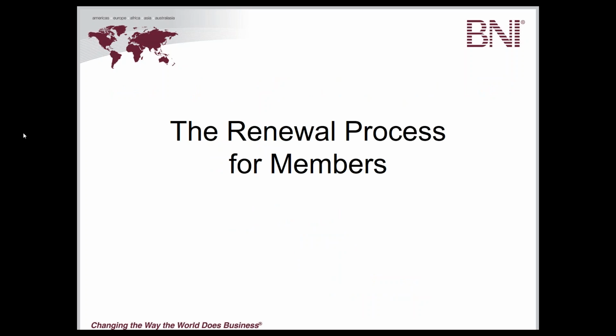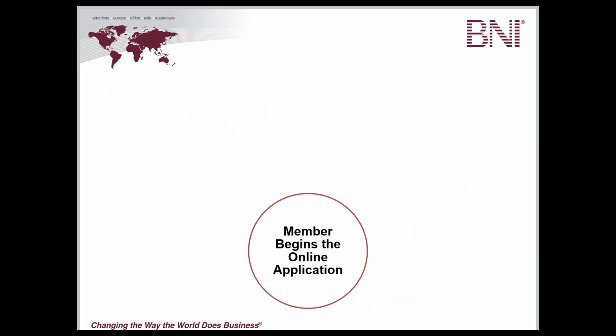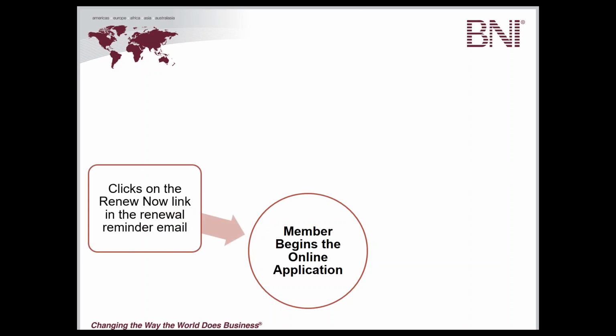There are a couple of different ways that you can start the online application, okay? There's actually 5 different ways that a member can start the online application. The first way is that approximately 60 days before they are due for renewal, they will get an email that says, hey, you're up for renewal. Would you like to renew now?